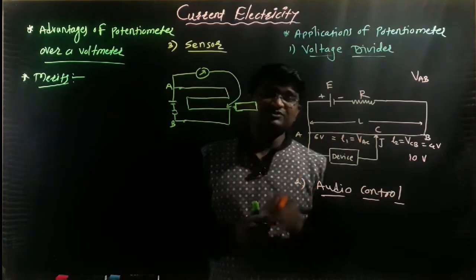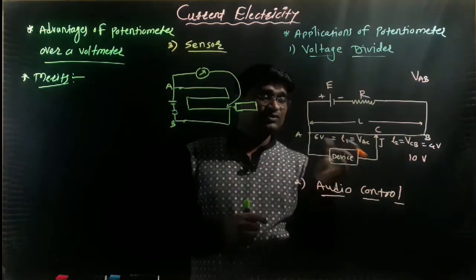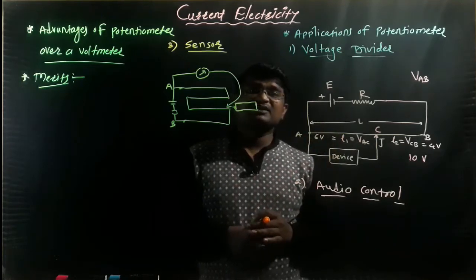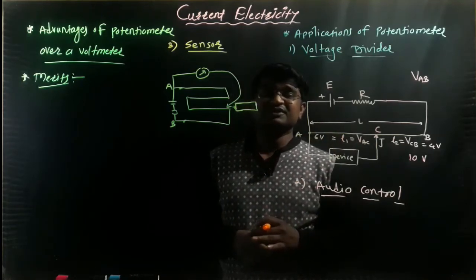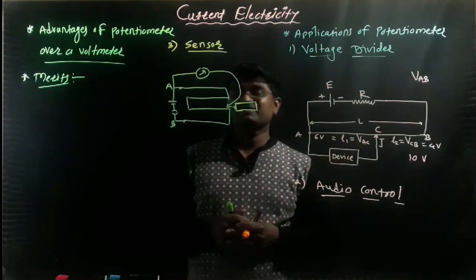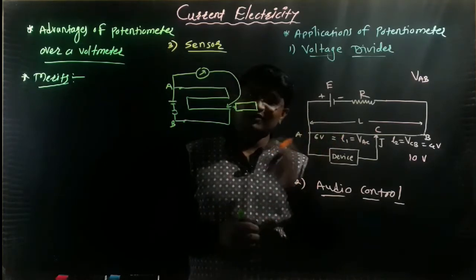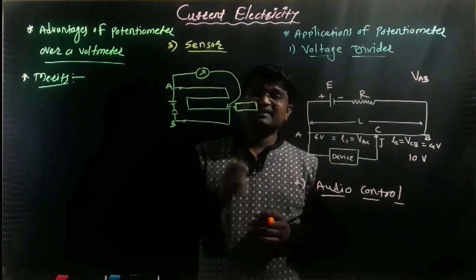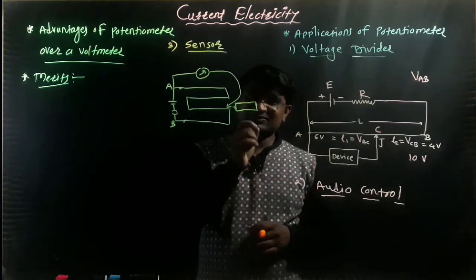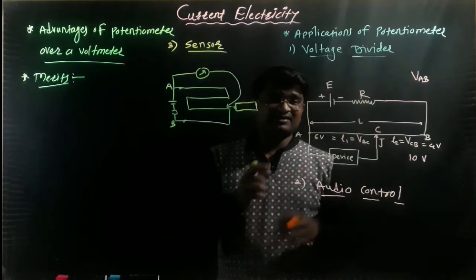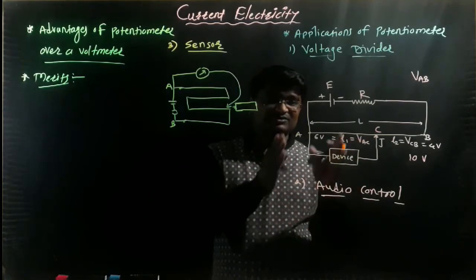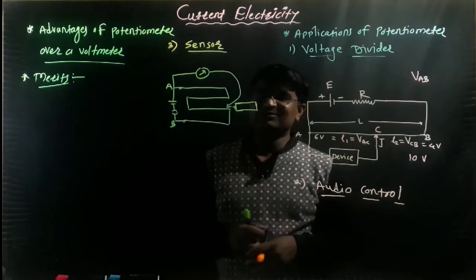This potentiometer is more accurate as compared to the voltmeter. With the help of the potentiometer, we accurately measure the potential difference between any two points on a given circuit, because it does not draw any electric current. And we know that when a voltmeter is connected in a circuit, it draws some electric current. That's why the potentiometer is more accurate as compared to the voltmeter. So that's why the potentiometer is an ideal voltmeter.